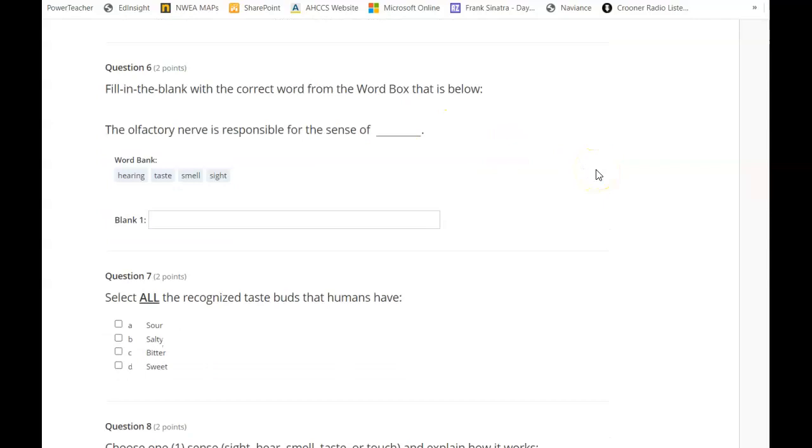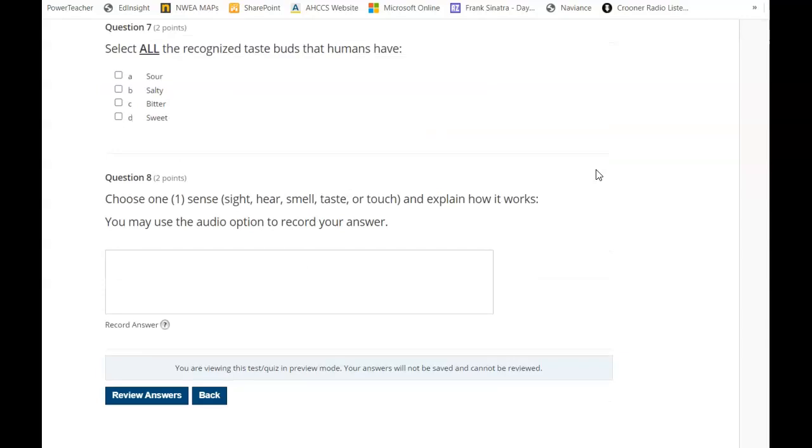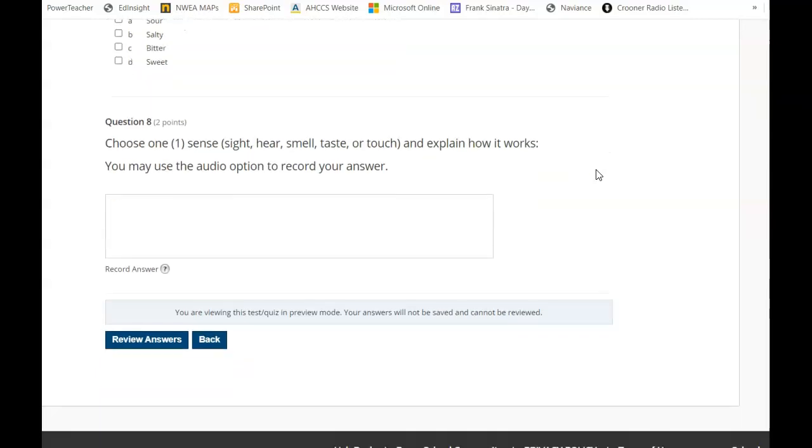Fill in the blank with the correct word from the word boxes below. The olfactory nerve is responsible for the sense of blank: hearing, taste, smell, sight. Select all the recognized taste buds that humans have. A, sour, B, salty, C, bitter, D, sweet.